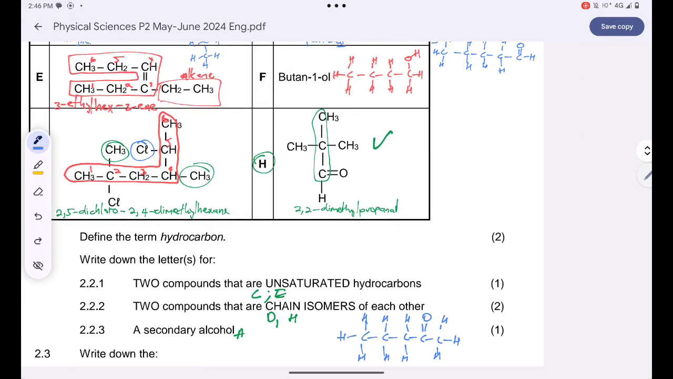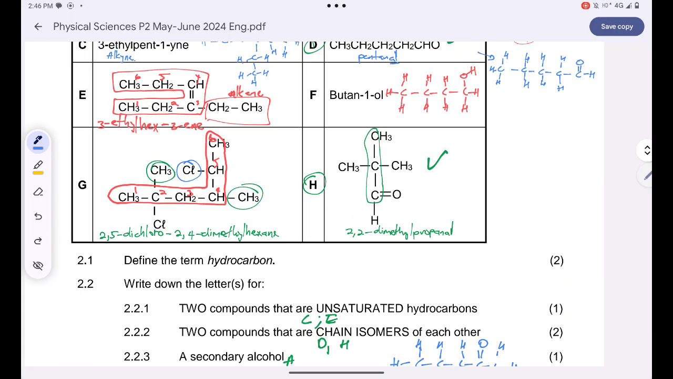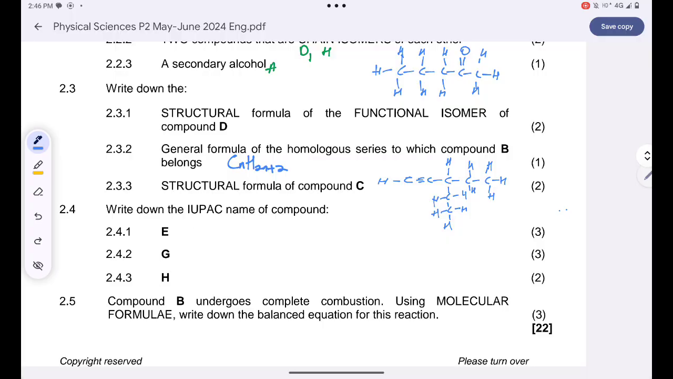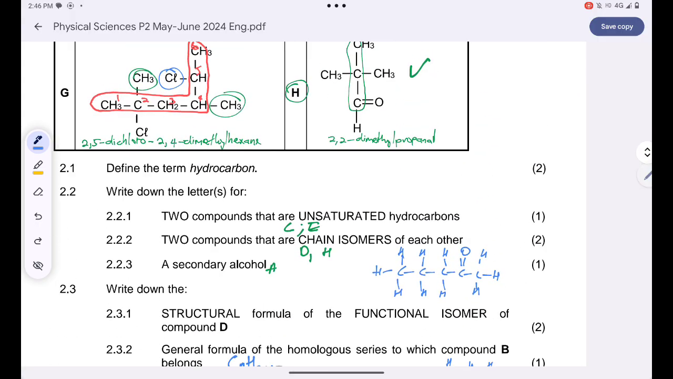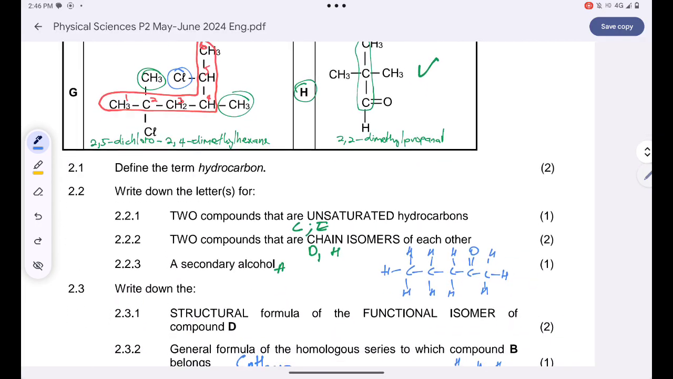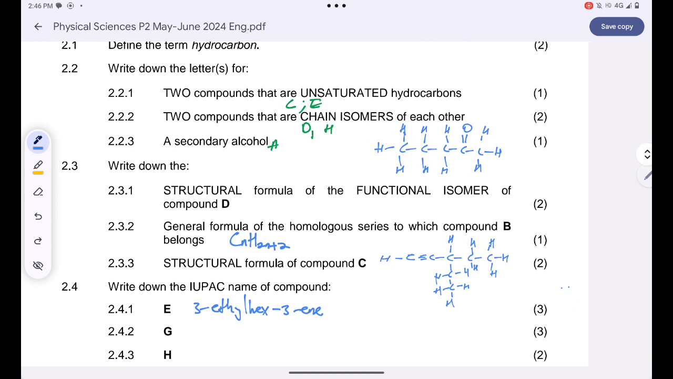Okay, they want us to write down the IUPAC name of compound E. Where is compound E? Oh, compound E, we've already dealt with that. We said it's 3-ethylhex-3-ene. And then for compound G, we said it's 2,5-dichloro-2,4-dimethylhexane.